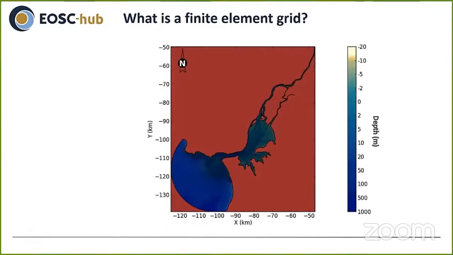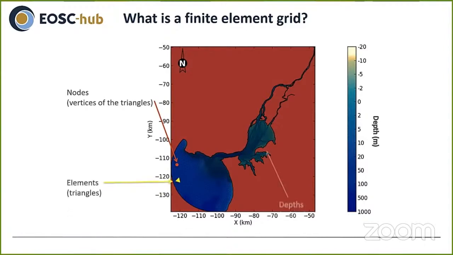So here's an example of a finite element grid, in this case for the Tagus estuary here in Portugal. You see that this grid is formed by triangles. The nodes are the vertices of the triangles. The elements are the triangles themselves. The depths here are shown as colored contours. And finally, the boundaries are represented by the thick lines.